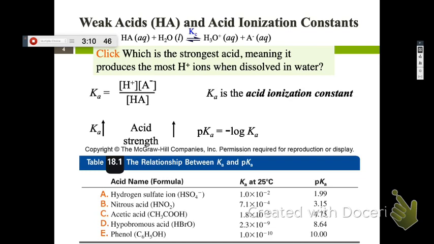So then what happens to the pKa as your acid strength increases, and why? Talk to your neighbor about how this number relates to acid strength and how this number relates to this number. Go back to the log quiz that I had you guys do, thinking about what do logs do and what are they telling us.